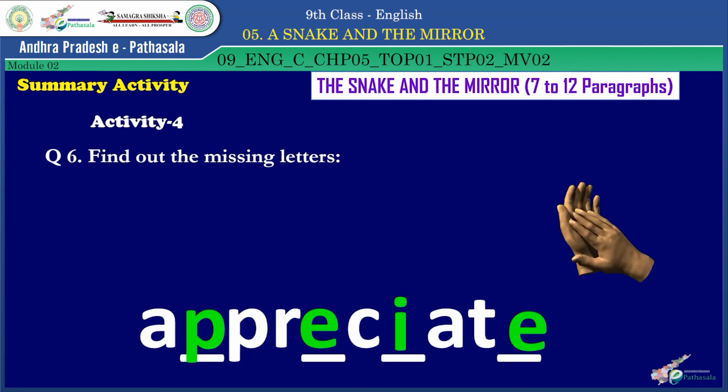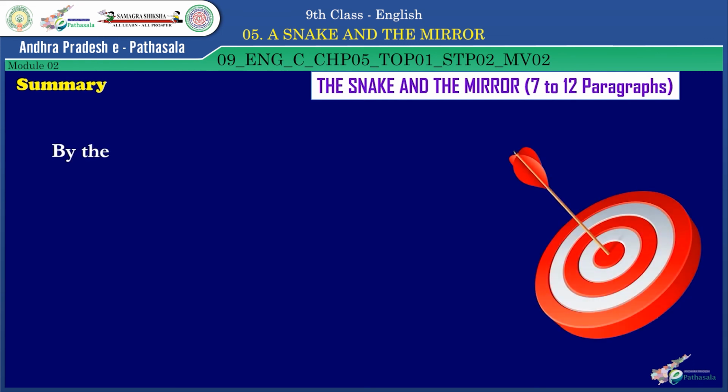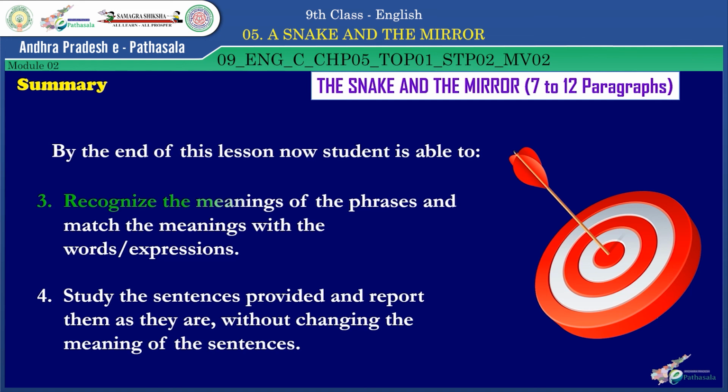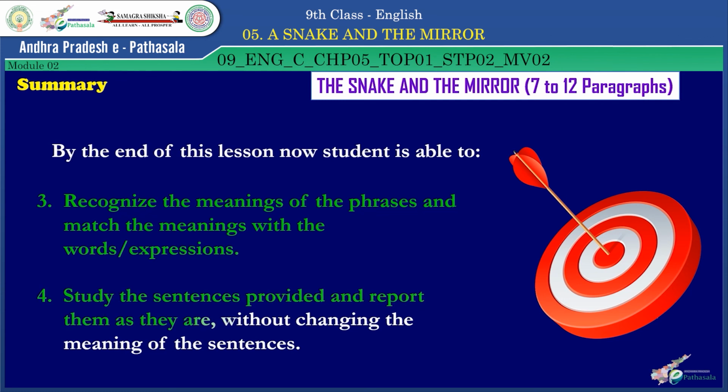Now I am giving you summary of this lesson, my dear children. By the end of this lesson, the student is able to understand the text and tell which lines indicate the exact context. Identify or find the expressions in the story that tell you that the author was frightened. Recognize the meanings of the phrases and match the meanings with the words or expressions. Study the sentences provided and report them as they are without changing the meaning of the sentences.